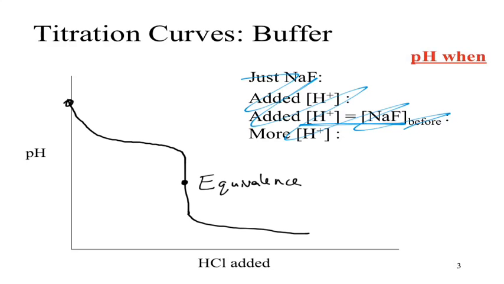What about at our very beginning point? What's the only thing I've got up here? I've got the fluoride ion. What happened at the equivalence point? There's now no more fluoride ion, so now it's only HF. I want the point where HF equals the concentration of the fluoride ion. Where is that?